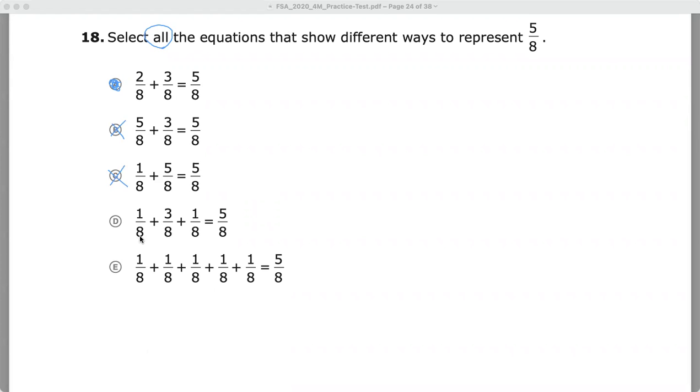Now let's look at D. All of these have the same denominators. So we're really just adding the numerator, the top number. So if we add 1 plus 3 is 4, plus 1 is 5. This is true.